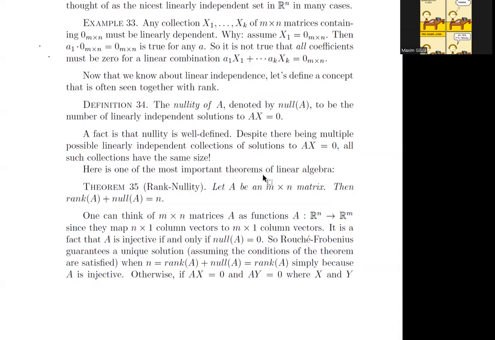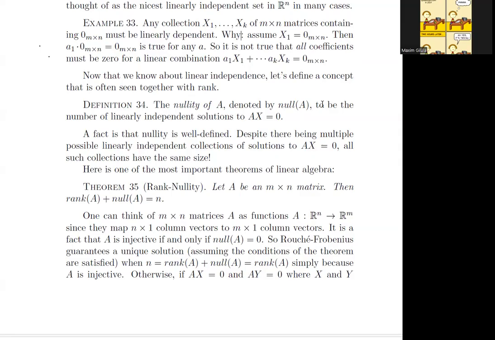Any collection of m by n matrices containing the zero matrix must be linearly dependent. Because, well, if one of them is zero, for example x1, then for any scalar a1, if I multiply it by x1, I get 0. It's true for any a1. So it's not true that all coefficients must be 0 for a linear combination to equal 0. Therefore, this is not linearly independent, which we refer to as linearly dependent.